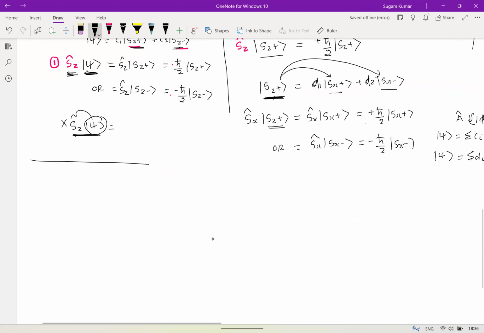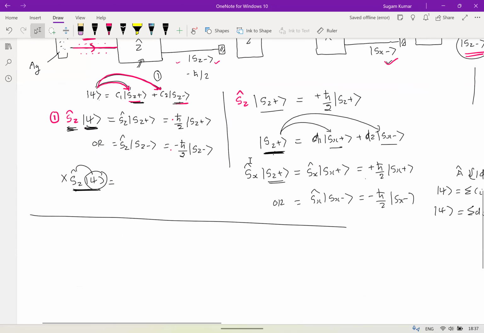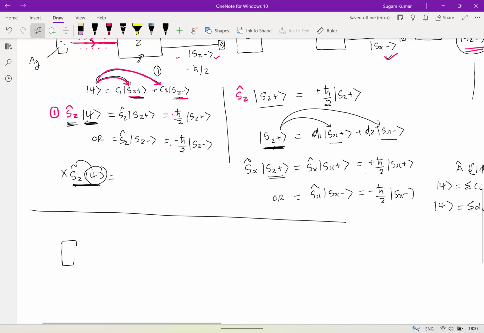Now, here we said very confidently that our magnetic field is along the z direction. Now imagine what if the beam from the oven is coming, and you pass it through an SG experiment, but that is along some direction, n dash or n cap, and the corresponding operator I can call Sn cap. What will happen?